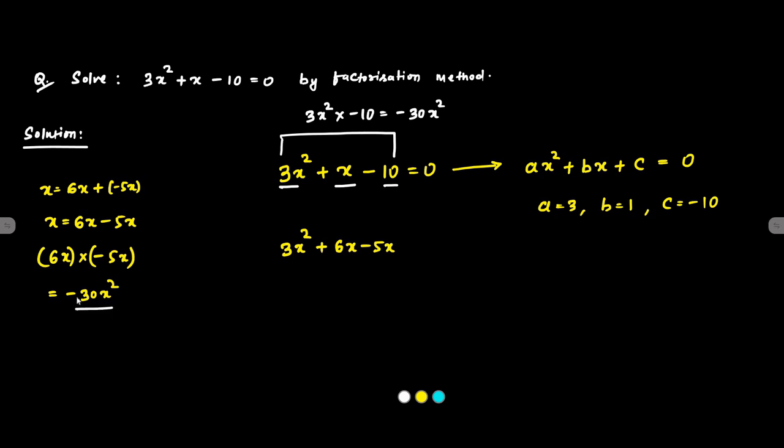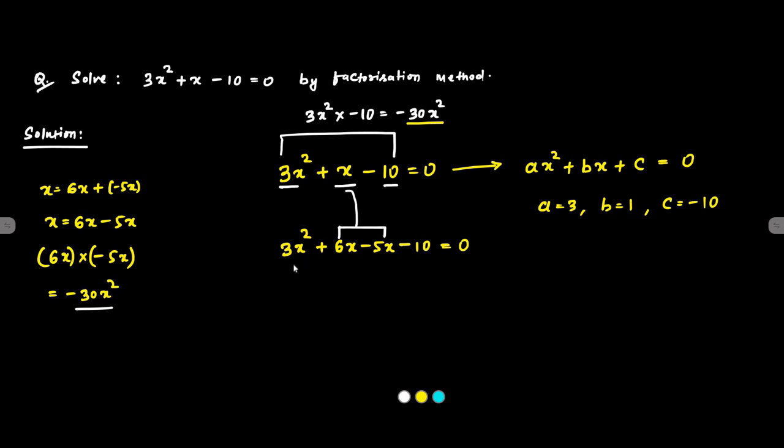So here also it is −30x², or more importantly −30, and here also it is −30x², which is −30. So we'll write it as 3x², x split as this, −10 is equal to 0. Now we have to factorize it.